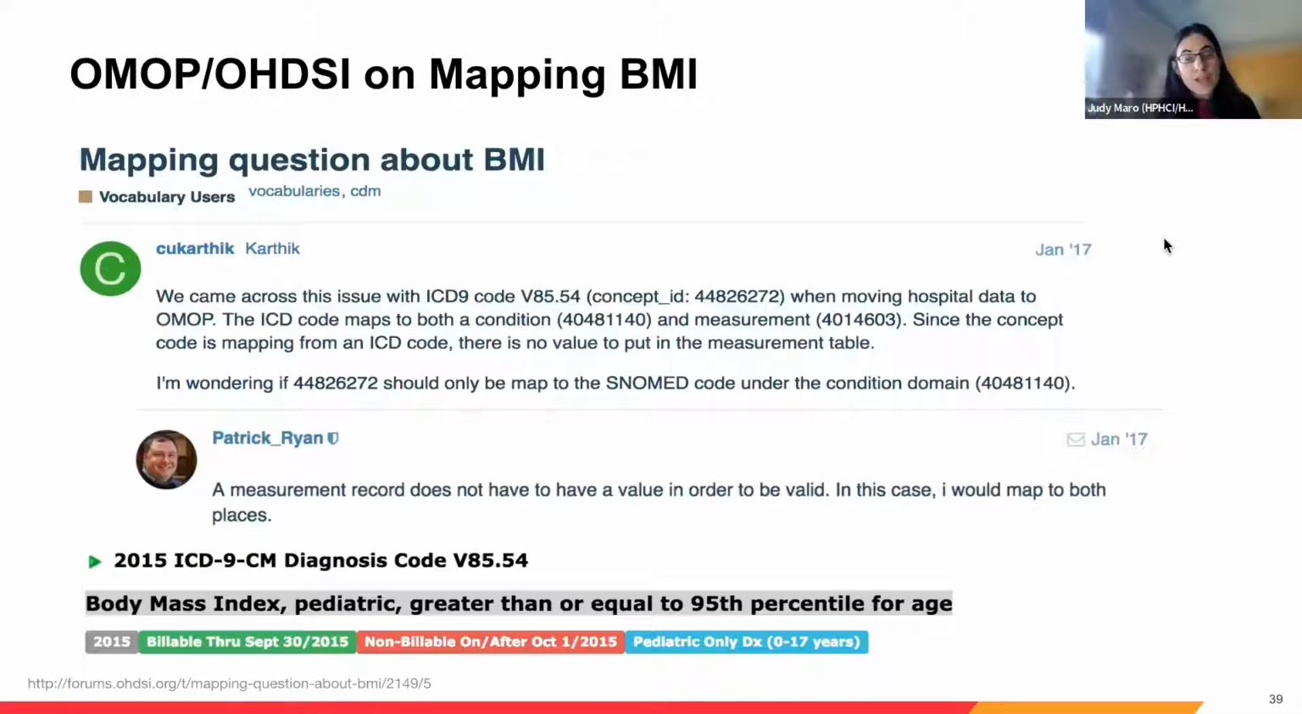Next slide, please. This is an older slide, but it's a graphic with Patrick Ryan giving some advice to folks. For folks who are not familiar, Patrick Ryan, I think of him as like the godfather of OMOP. And so essentially, he's telling folks, hey, when you're mapping this, it's okay to map an ICD code or a measurement to the same concept. This is the map concept to use in the data model.